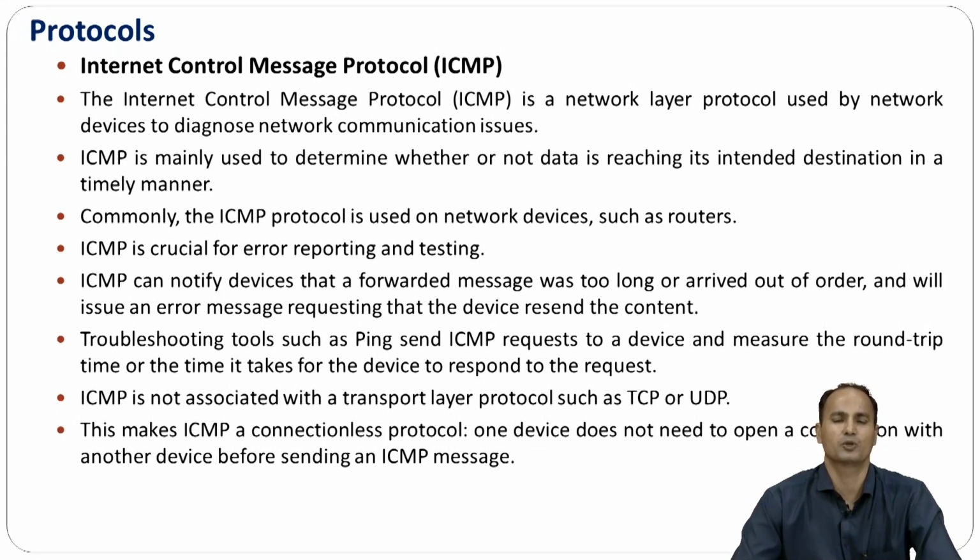Internet Control Message Protocol (ICMP) is a network layer protocol used by network devices to diagnose network communication issues. ICMP is mainly used to determine whether or not data is reaching its internet destination in a timely manner. Commonly, the ICMP protocol is used on network devices such as routers. ICMP is crucial for error reporting and testing. ICMP notifies devices that a forwarded message was too long or arrived out of order and will issue an error message requesting that the device resend the content.